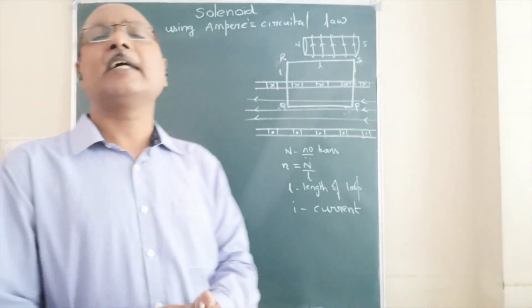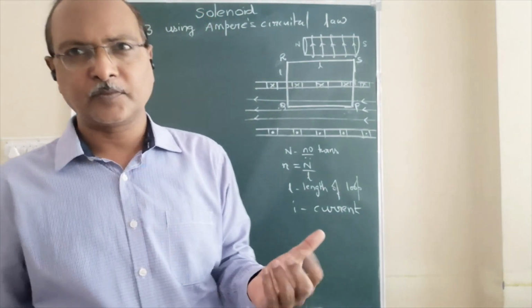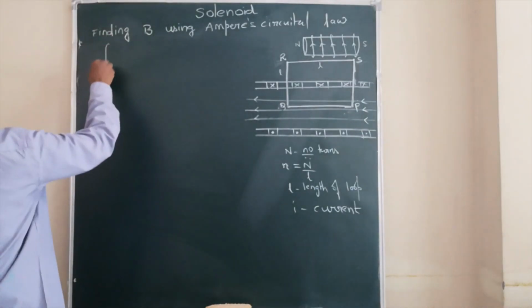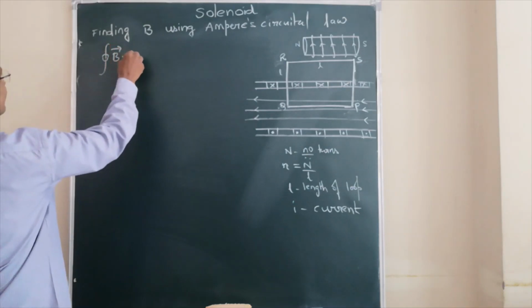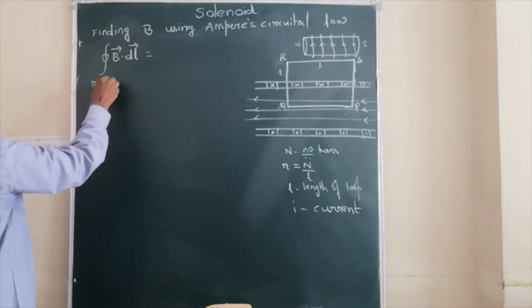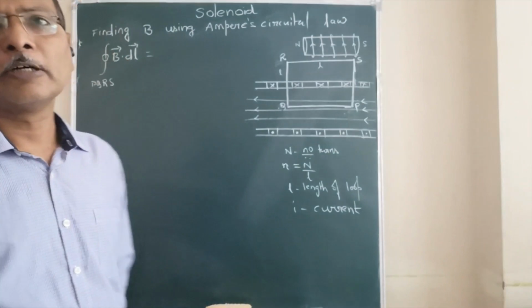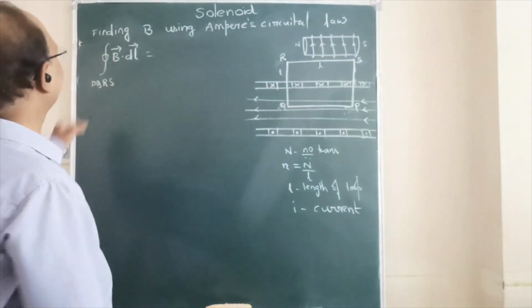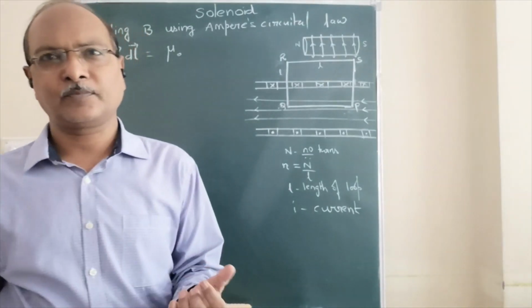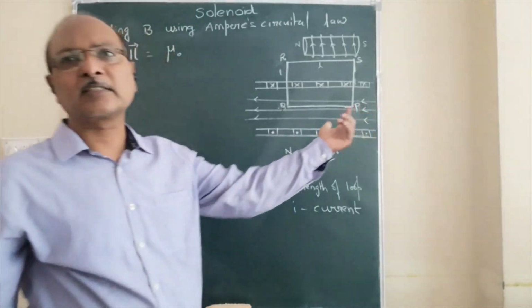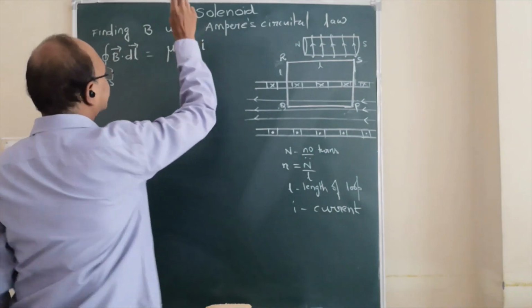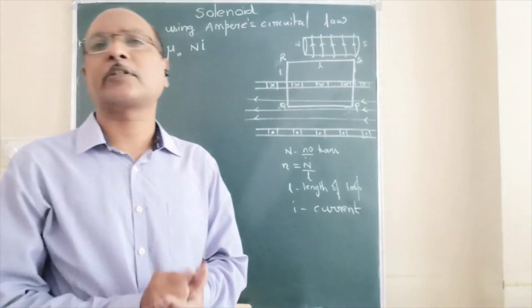So we will be applying the Ampere circuit law. So for the entire loop we take the integration of B dot dl. This is for PQRS, for the closed loop PQRS we are taking. So that is equal to mu naught into the net current enclosed by the loop. So if L is the length, number of turns will be capital N. Therefore, net current will be N into I. So that is the Ampere circuit law.